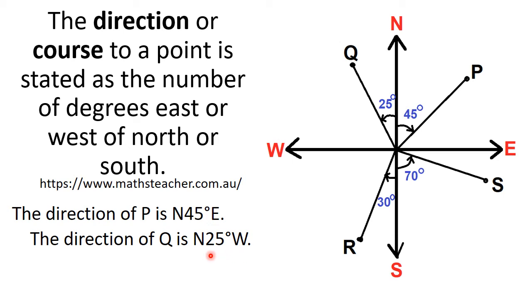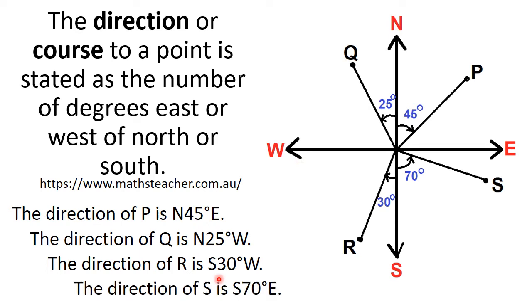The direction of Q is 25 degrees from north to west, or 25 degrees northwest. This is the notation. The direction of R is 30 degrees from south to west, or 30 degrees southwest. And this is the notation of the direction of R. The direction of S is 70 degrees from south to east, or 70 degrees southeast. And this is the notation of this direction.